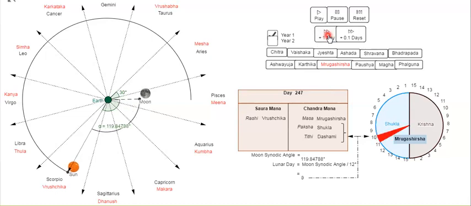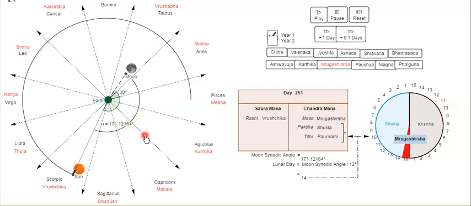Now it is Dashami. Now it is Dwadashi, 12. This is 13, Trayodashi. This is 14, Chaturdashi. Now this is the 15th, Purnima. What is the angle? 171 degrees. Because from 168 to 180 degrees, it will be the Purnima. So it is within the Purnima.